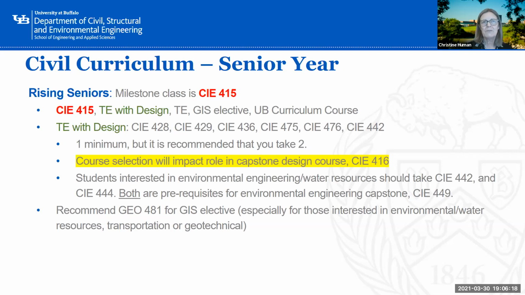So everybody takes 415 unless you want to focus in the area of environmental water resources, in which case you could take 442, 444 in the fall. That will prepare you for the environmental engineering capstone course, CIE 449. The other note here is just that we do recommend, if you can, to take the 4-credit GIS elective, because that's where you learn ArcGIS. It's really useful if you're in transportation, geotechnical. So if you can, it's not going to fit everybody's schedule, but that is recommended over the 3-credit class if you have room in your schedule.